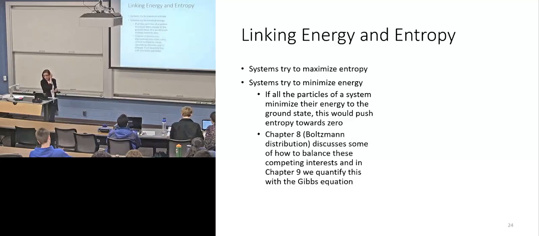Okay? So what the Boltzmann distribution does is start to talk about the balance of these competing interests, and how to handle the fact that we're trying to maximize entropy, but we also need to minimize energy. And then chapter 9 quantifies it with the Gibbs equation.